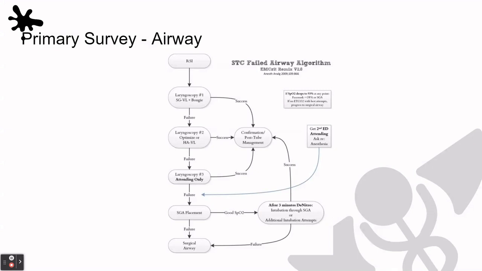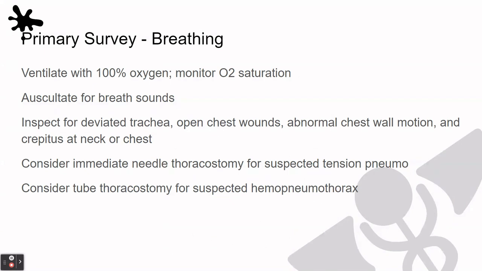They're not always happy. Okay, so then moving on from airway, you've secured the airway, you've got your intubation, everything's good. You got bilateral breath sounds. Now you're going to move on to breathing. You've got to ventilate with 100% oxygen and monitor O2 saturations. You auscultate for breath sounds. So make sure you've got bilateral breath sounds. You listen for any absent breath sounds, crackles, rales, wheezing.